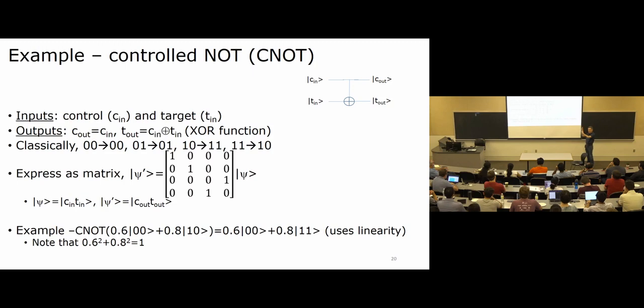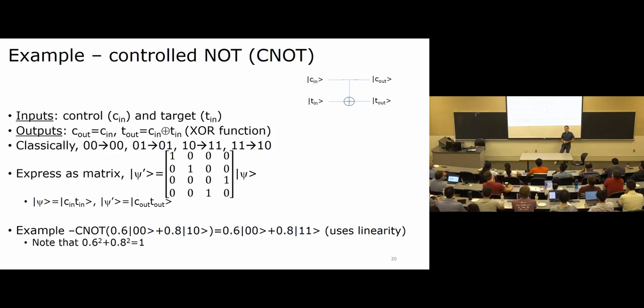And when we apply this permutation matrix to the original input, which we denote by ket psi, and it's composed of C in and T in, our output will be ket psi prime, which is composed of the control and target at the output. Now, again, everything here is superposition. So let's have an example for a superposition input. Our superposition input will be 0.6 times ket 0,0 plus 0.8 times ket 1,0.